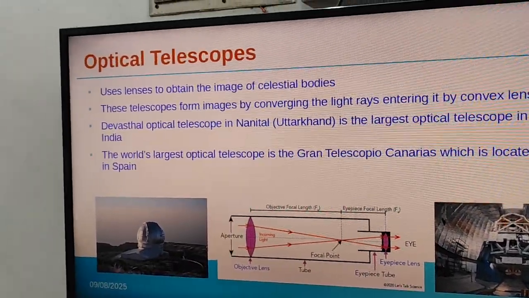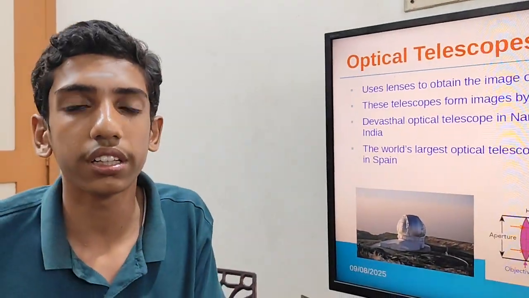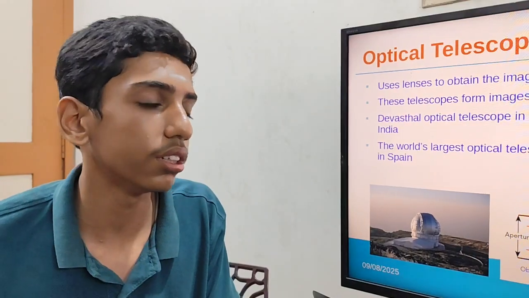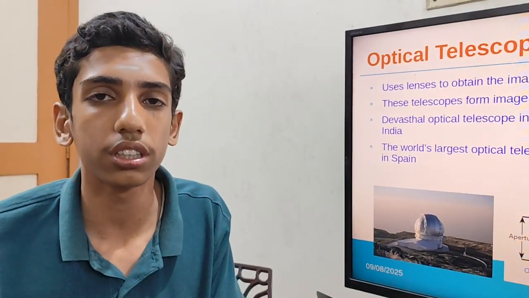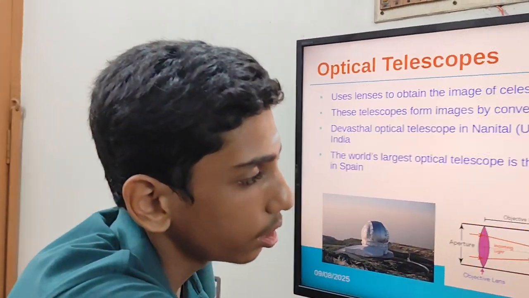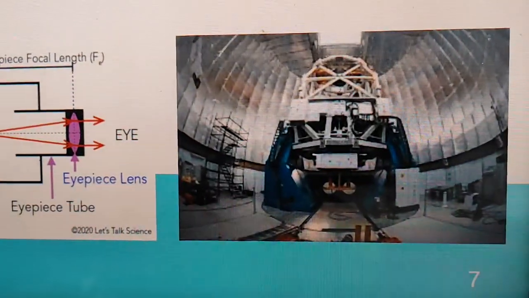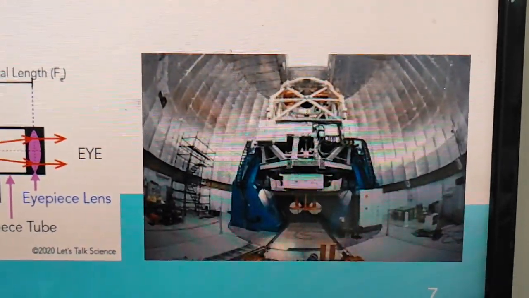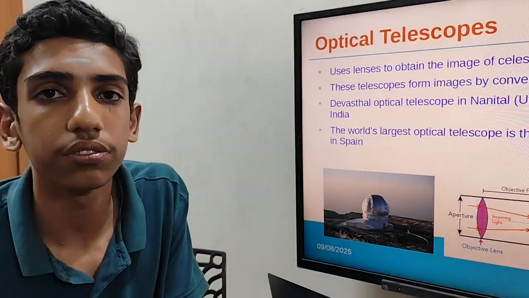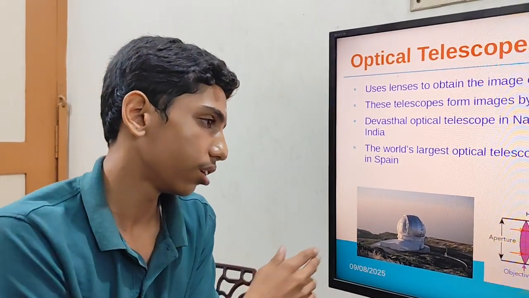Devasthal Optical Telescope, which is in Nainital, Uttarakhand, is the largest optical telescope in India. You can see the image here. And the world's largest optical telescope is Gran Telescopio Canarias, which is located in Spain.